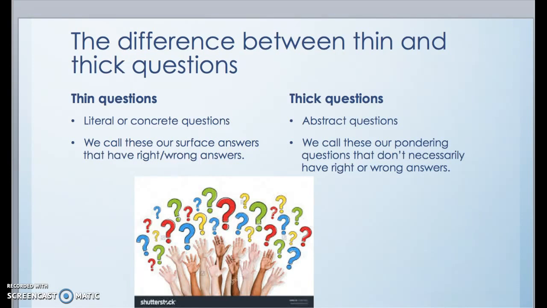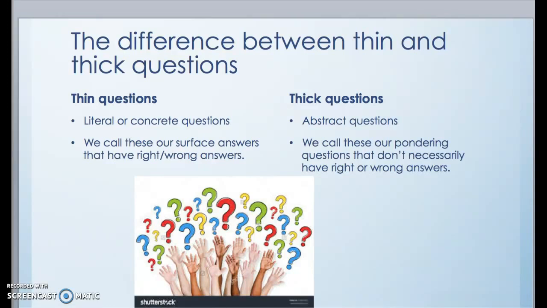In my class, we call them our surface answers, and they have right or wrong answers. So when did the story take place? Who are the characters? What is the conflict? And sometimes what is the conflict can be a thick question, but you know, what time did this happen? What room did this happen? Those are our literal questions.